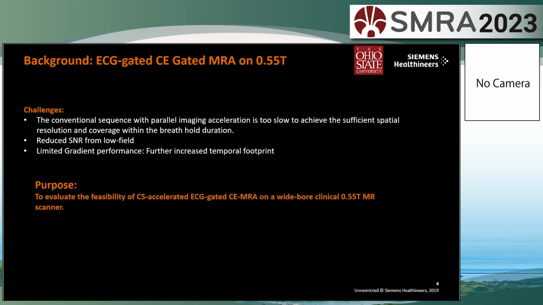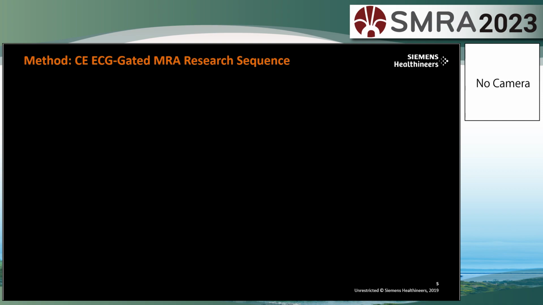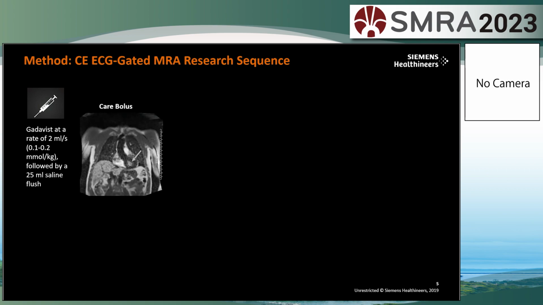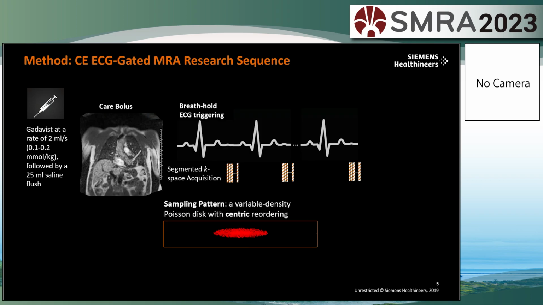The purpose of this study was to evaluate the feasibility of a CS accelerated ECG-gated contrast-enhanced MRA on the wide bore clinical 0.55T MR scanner. So let's look at the method we use. First, we do the contrast injection. We use Gadavist at the rate of 2 milliliters per second, either single or double dose, followed by a 25 milliliter saline flush. Then we perform care bolus scans with a frame rate of 1 second, and as soon as we see the contrast arrive at the left ventricle, we start a gated MRI acquisition.